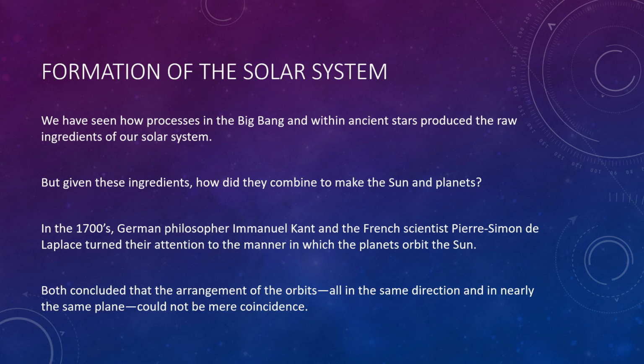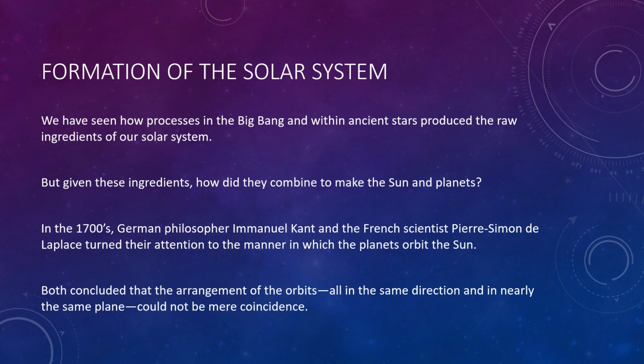We have seen how processes in the Big Bang and within ancient stars produced the raw ingredients of the solar system. But given these ingredients, how did they combine to make the sun and the planets? So that's what we're left at now. That is our question. Astronomers have developed a variety of models for the origin of the solar system. The test of these models is whether they explain the properties of the present-day system of sun and planets.